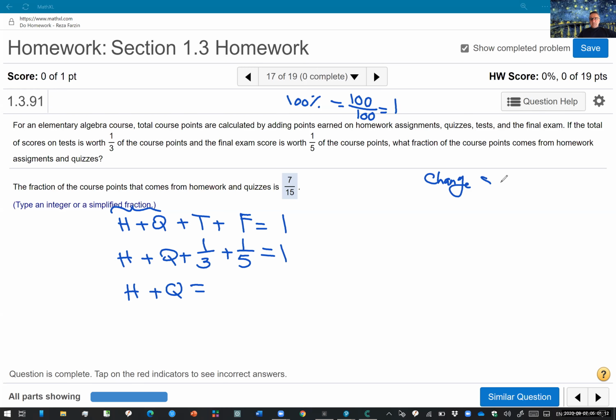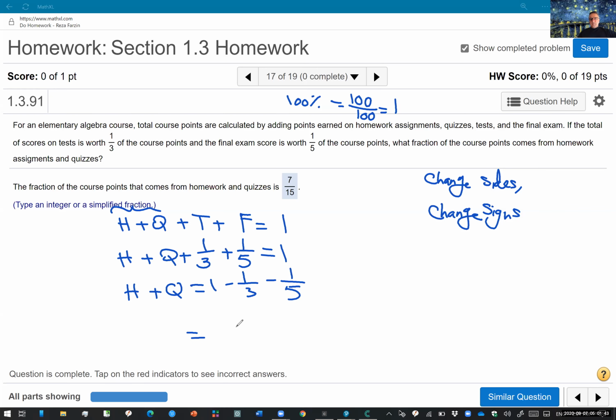You remember this? Change sides, change signs, right? So we're gonna go ahead and move these two to the other side, but we're gonna change the sign. Why? Because we're adding the opposite to both sides. You see what I mean? So we get 1 minus 1/3 minus 1/5, okay?